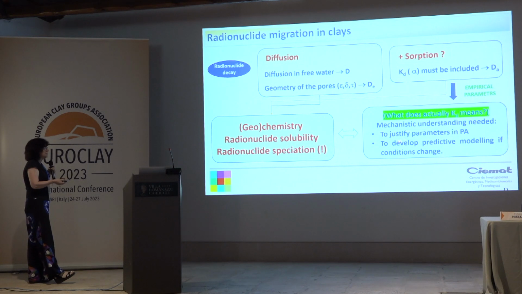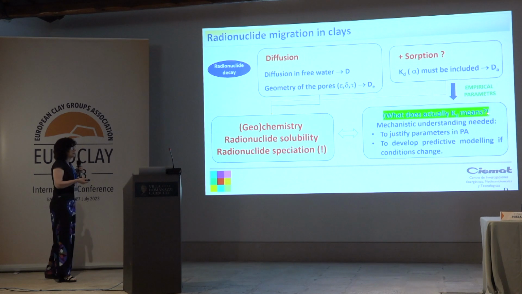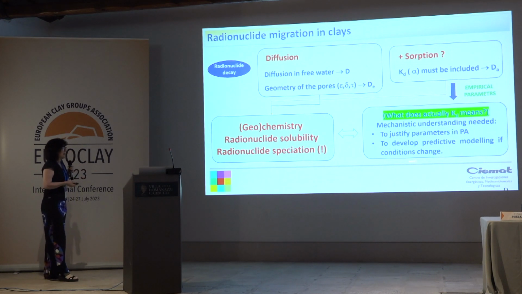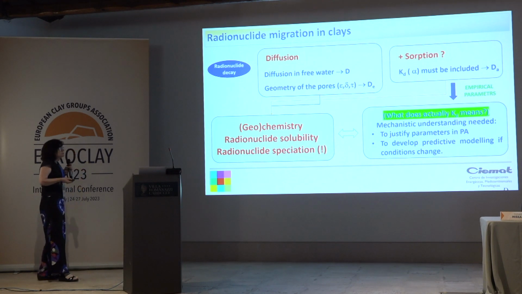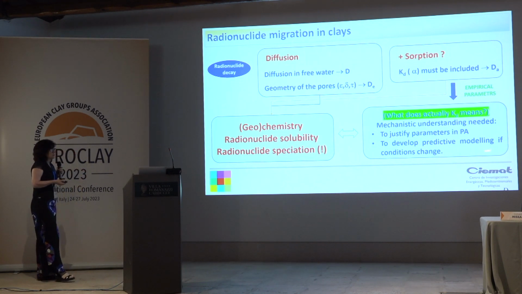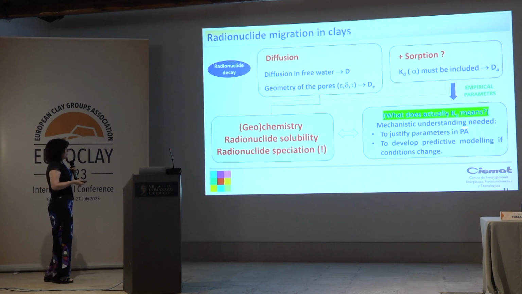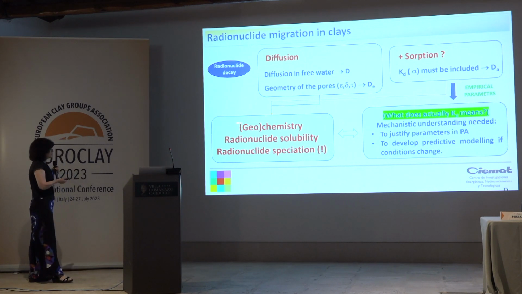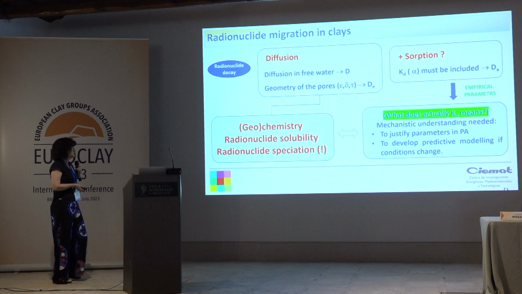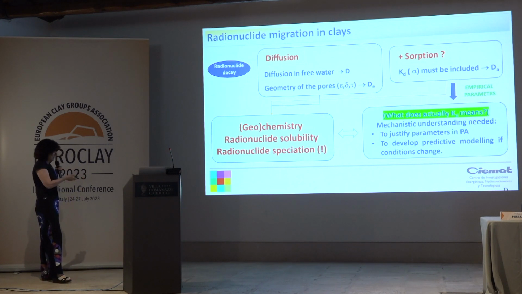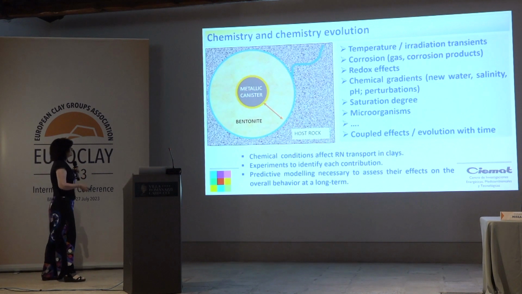So we need mechanistic understanding to justify the use of the parameters that we provide in PA, and also to develop predictive models in case the conditions change. So for this, it's very important to take into account the geochemistry of the system, but also the properties of the radionuclide, the physical chemistry of the radionuclide, and especially the radionuclide speciation.